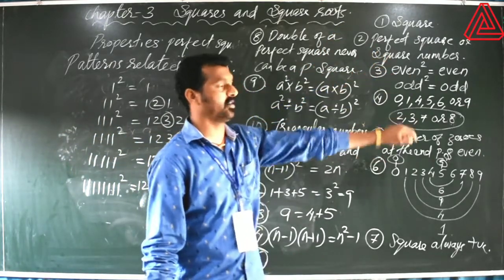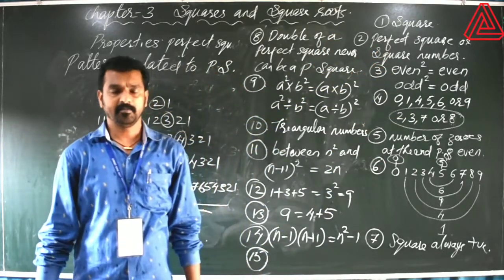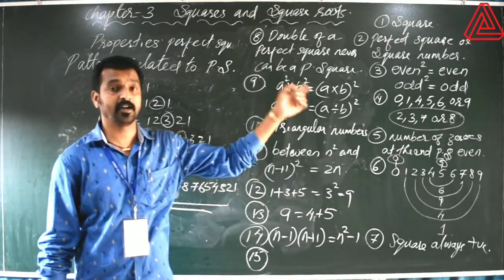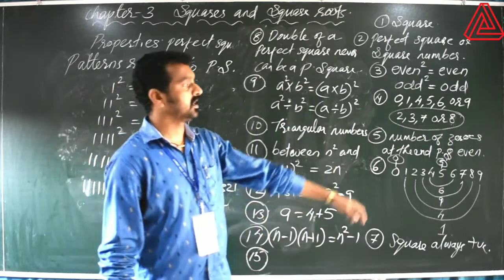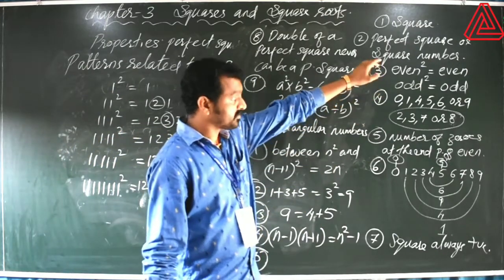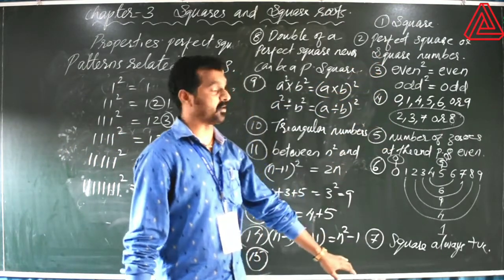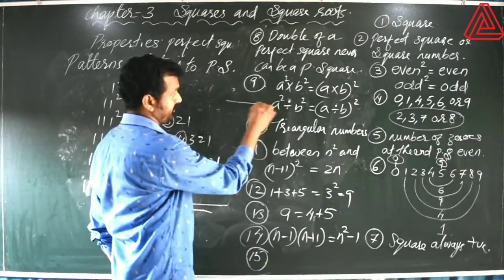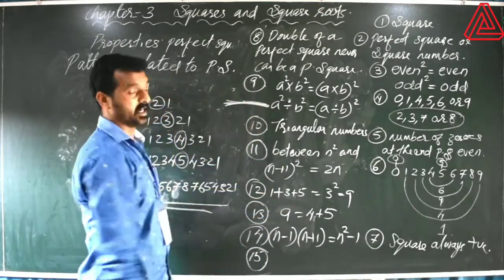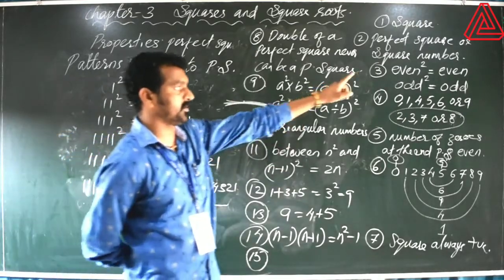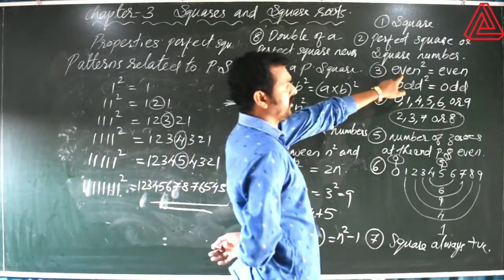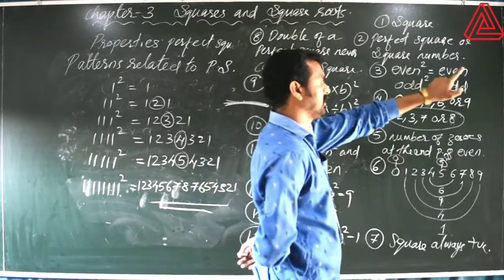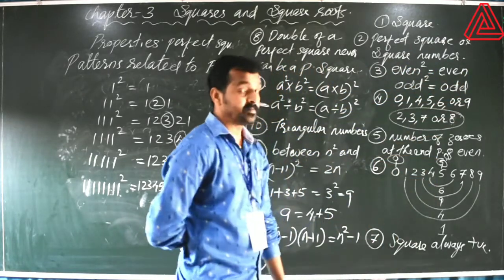Perfect square or a square number. A natural number is called a perfect square or a square number if it is the square of some natural number. Then we have studied the properties of perfect squares. First property is that the square of an even number is always an even number. Square of an odd number is always an odd number.